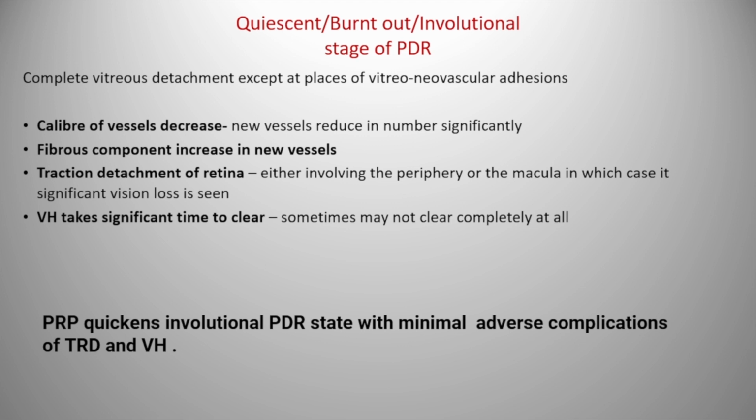The end stage of diabetic retinopathy is a quiescent, burnt out, or involutional PDR. This is characterized by complete vitreous detachment, except at areas where retinal vessels or fibrovascular tissue is attached. There is reduction in the caliber of the vessels and fibrous component increase, and tractional detachment and vitreous hemorrhage are seen. This may or may not involve the macula, and if the macula is involved, then severe visual loss can occur. PRP is an entity which quickens the development of involutional PDR without the adverse events of tractional detachment and vitreous hemorrhage.